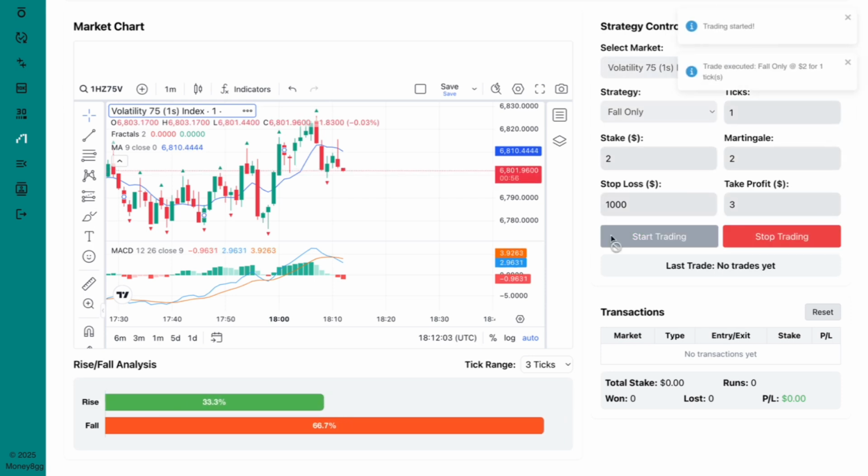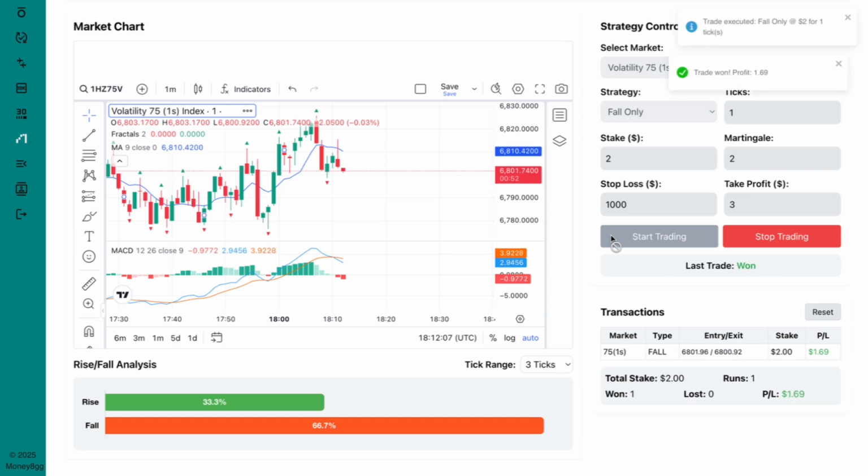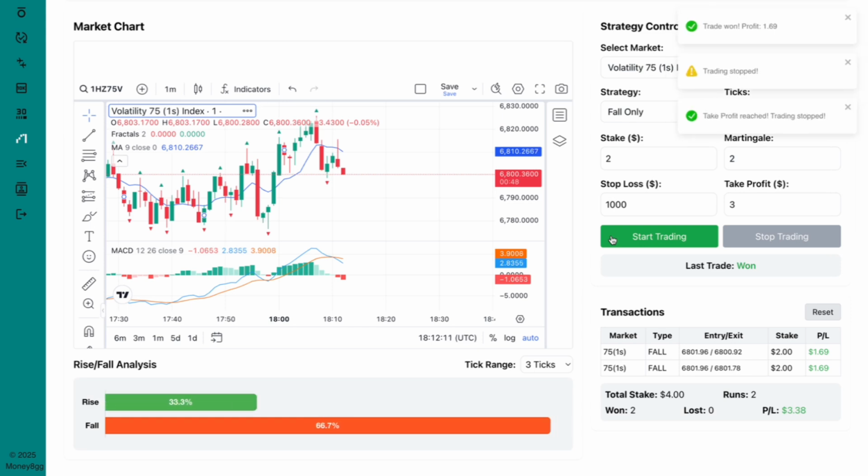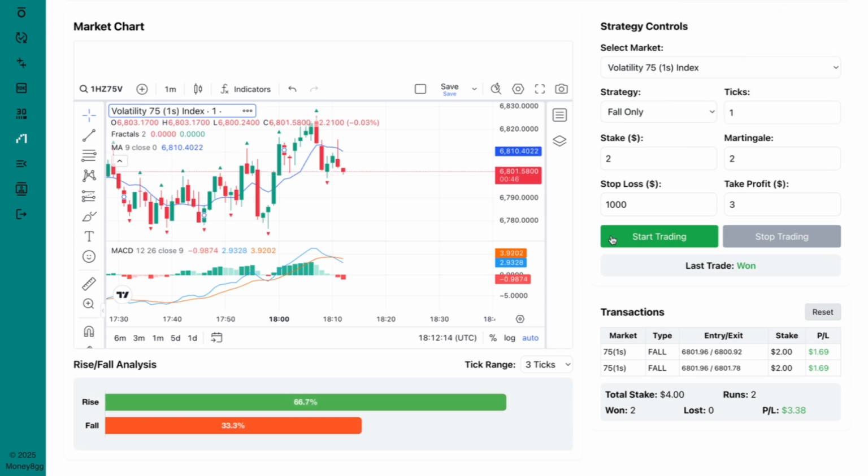Let's go. So we have put fall. Let's see how our trades go. So because of the... okay, that's the second one. Wait, oh, it's two trades. I didn't notice that. So this one was just two trades.